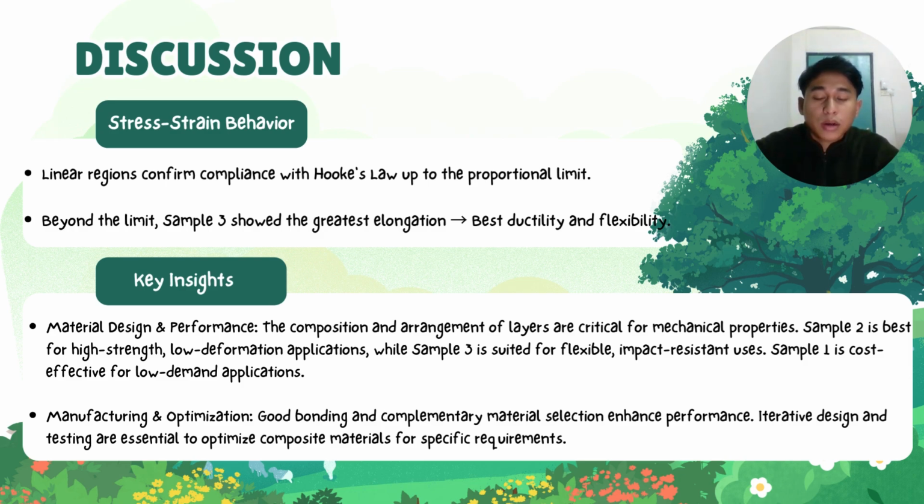Number one, the composition and arrangement of layers are crucial for mechanical properties. Step 2 is ideal for high strength, low deformation application. Step 3 is suited for flexible, impact resistant uses, and step 1 is cost effective for low demand application. Second, effective bonding and selective material with complementary properties enhance performance. Iterative design and testing are essential to optimize composite materials for specific mechanical requirements.